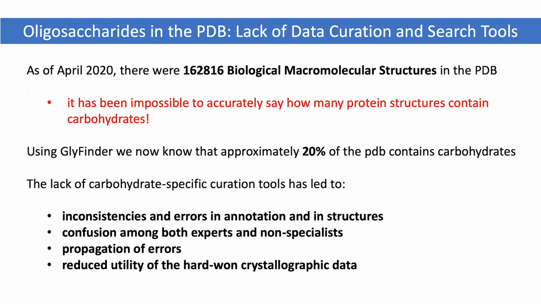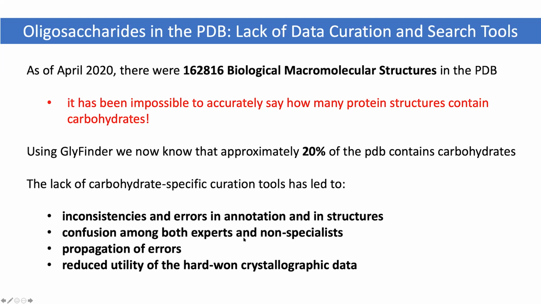As of yesterday, there were 162,000 biological macromolecular structures in the PDB. And this is not just proteins or glycoproteins. It includes DNA, RNA, lots of stuff now. But it's been impossible to say how many structures contained carbohydrates. There were estimates of about 10%. Now, using the tools we've developed, we know there's about 20% of all the protein structures in the database that also contain carbohydrates.